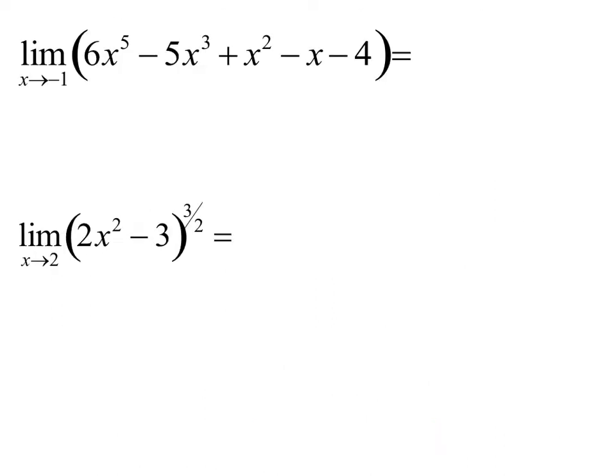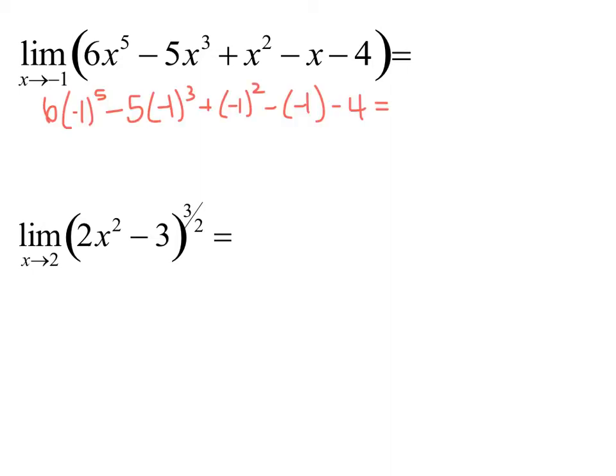So here's this first example. It says the limit as x approaches -1 of 6x to the fifth minus 5x cubed plus x squared minus x minus 4. This has no domain issues. It's just a polynomial. So if I plug in -1, it's not going to blow it up. It's not going to make a denominator 0. It's not going to have a negative inside a square root or anything like that. So this is the case where if you can plug in the x-coordinate, just plug in the x-coordinate.